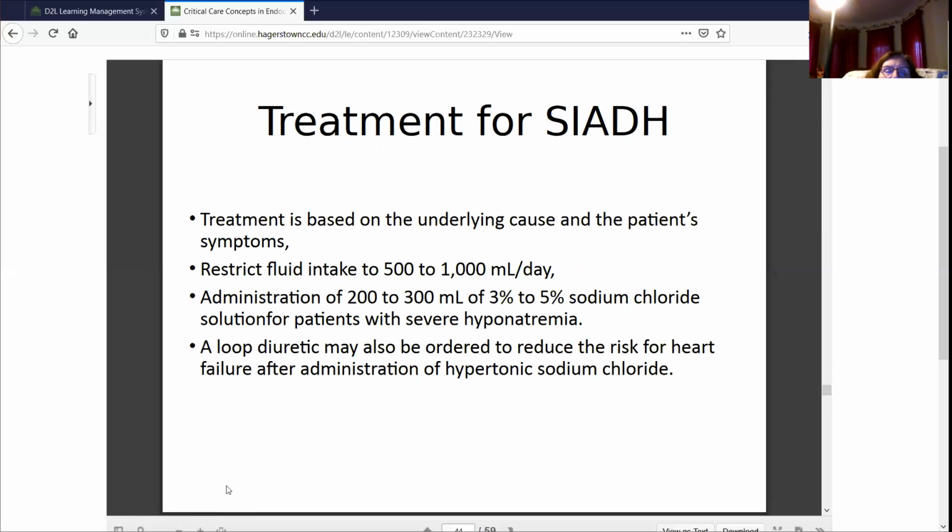So what is the treatment for it? It's based on the underlying cause and the patient's symptoms. Restrict fluid intake to 500 to 1,000 milliliters per day.